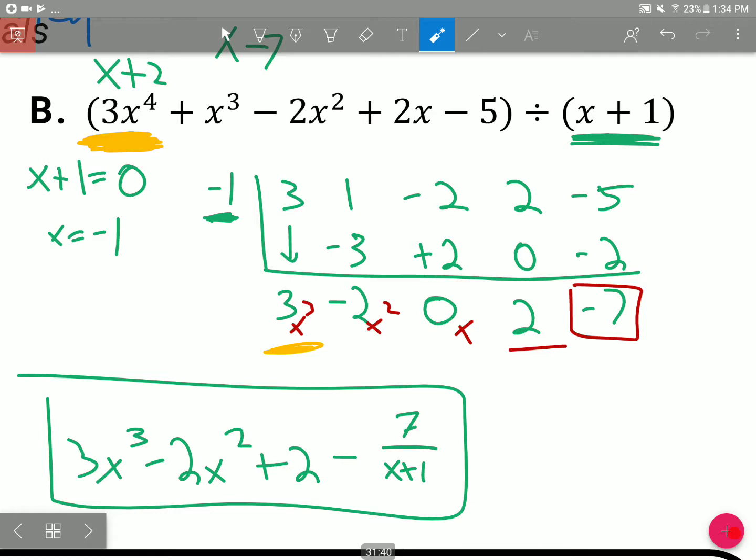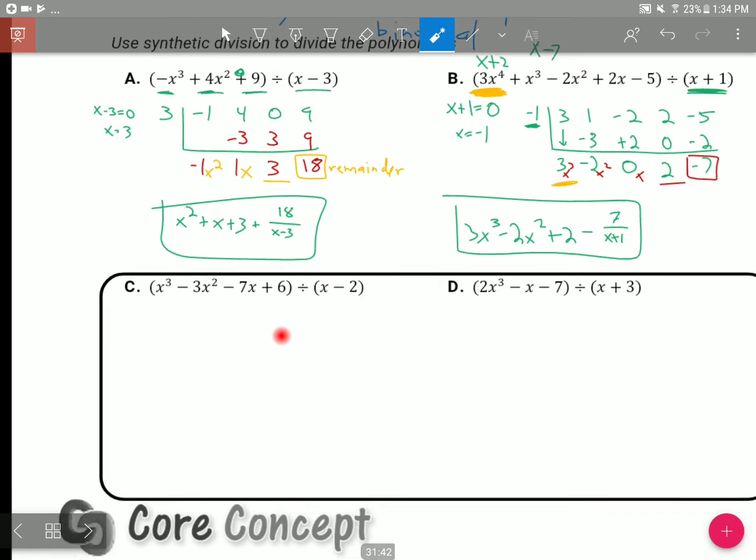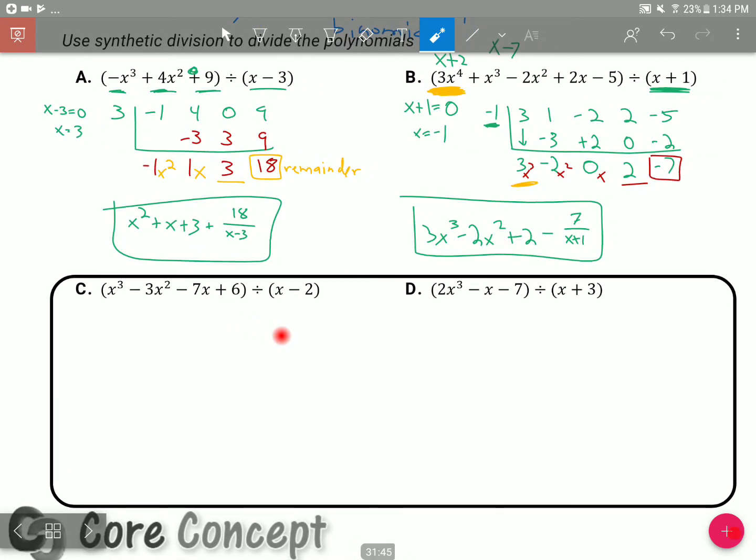All right, good question. Let's keep rolling. Letter C. When you multiply in this case, what number are you multiplying this time? 2. Positive 2. Good. You took the x minus 2 and set it equal to 0. Do you need to add any zeros to the polynomial you're dividing? No. Okay. So set it up and solve it.